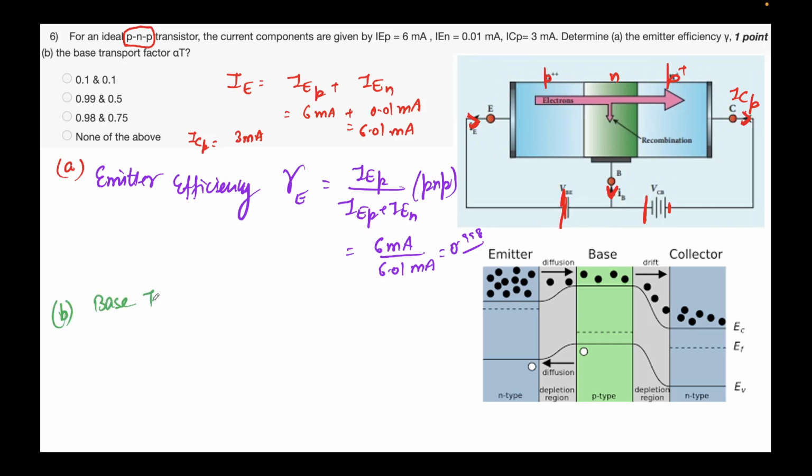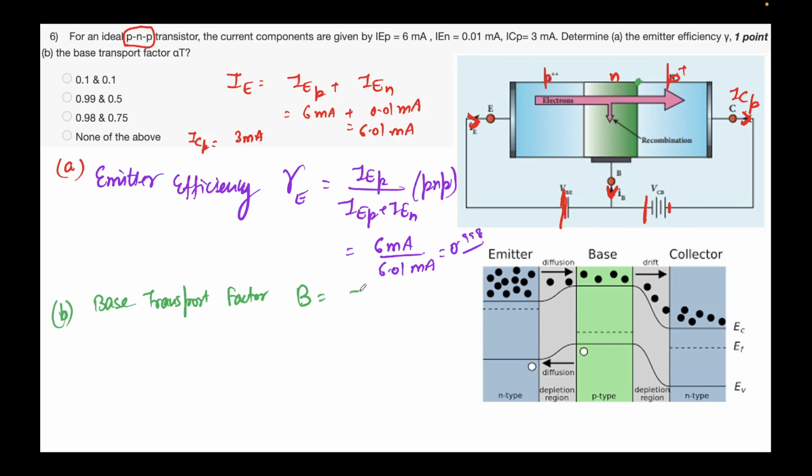The second term that we need to find is the base transport factor, also given by the symbol B. As the name suggests, the base transport factor means how many majority charge carriers have been transported to the base collector junction. In this case we are interested in holes, so how many holes have reached the base collector junction? That's what we want.